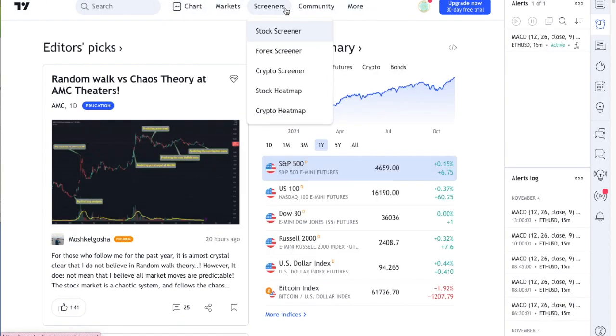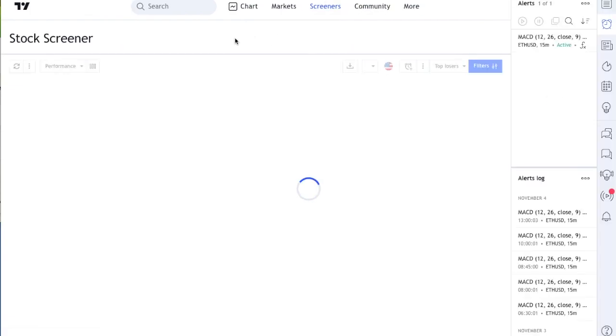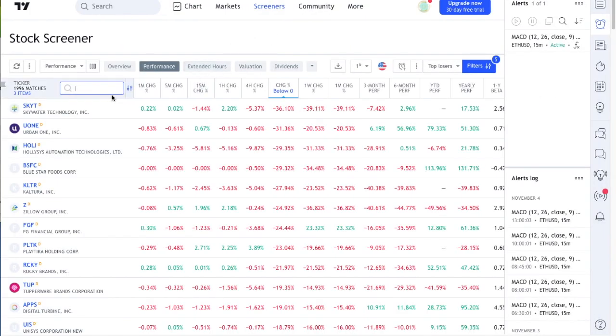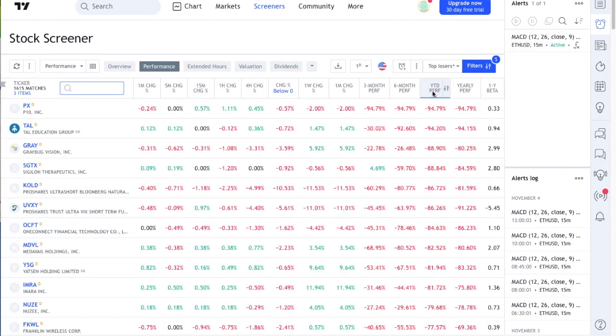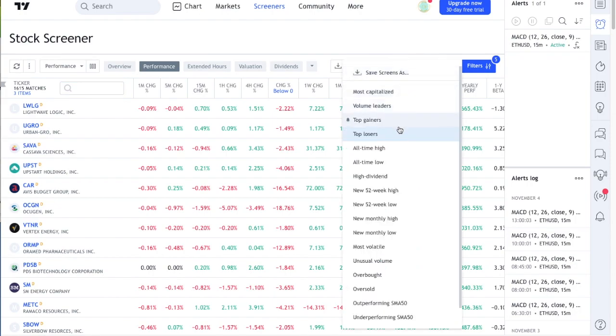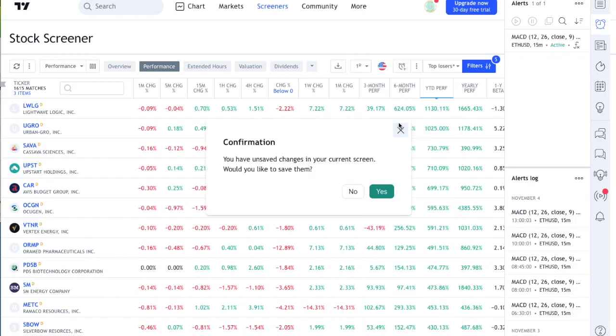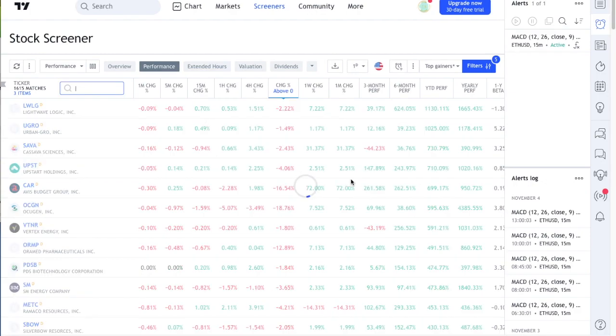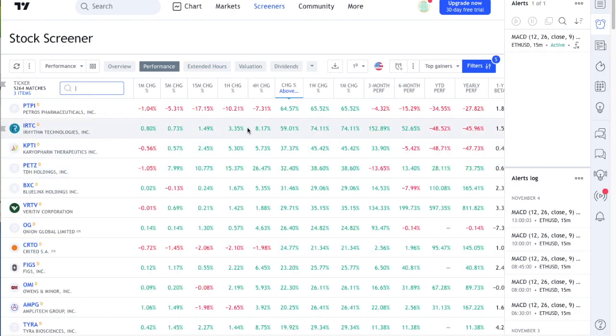So obviously you're going to go to TradingView.com, and at the top you'll see screeners. Let's click on the stock screener. You'll see that I already have it sorted to top losers by performance. You can sort all of the stocks by these different time frames, and I'm curious about what's changed the most from year to date. Some have, wow, gone up over 1,000% in the last year, Lightwave Logic Inc. But let's look at something else now.